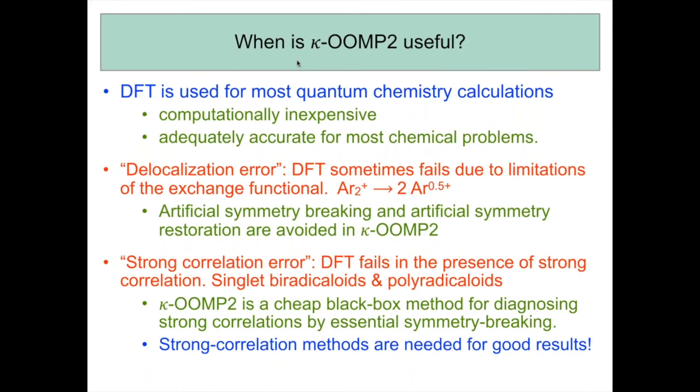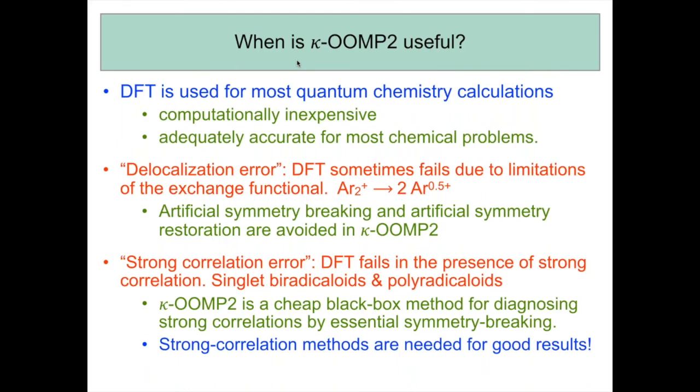So for instance, the argon dimer cation, if you pull it apart using almost any density functional, you get 2 argon 1/2 pluses, and you get an energy that is below the energy of argon neutral and argon cation. And so that symmetrical dissociation is a failure of DFT to break symmetry and give you an argon atom on one side and an argon cation on the other side.